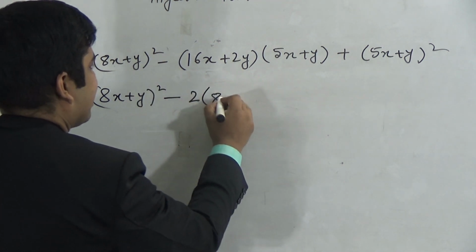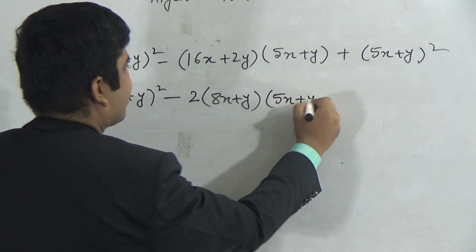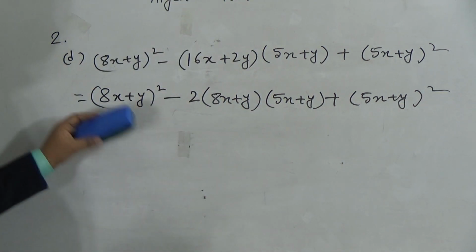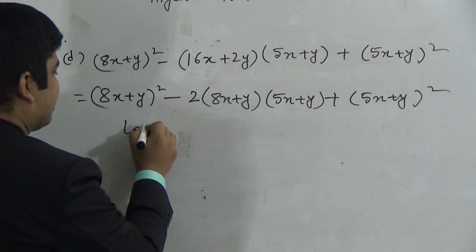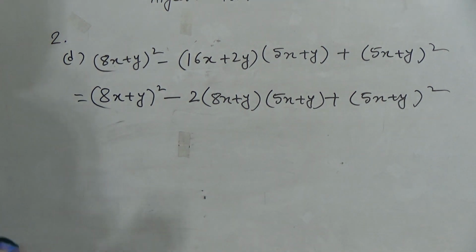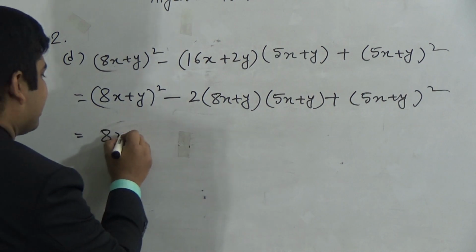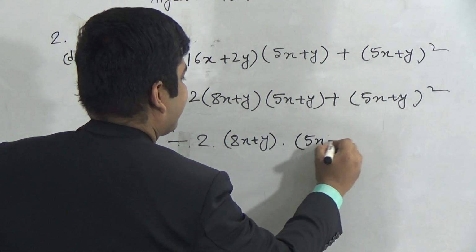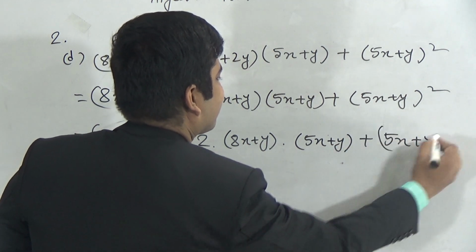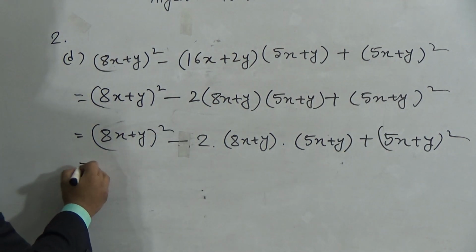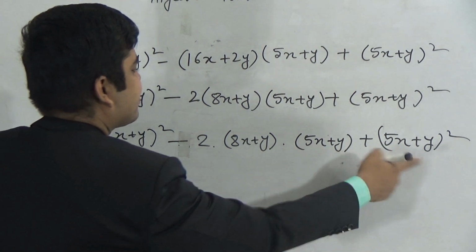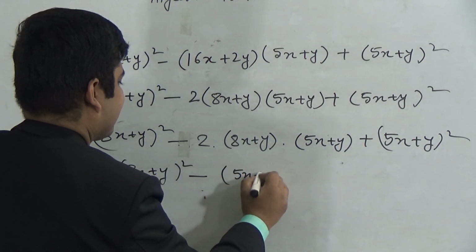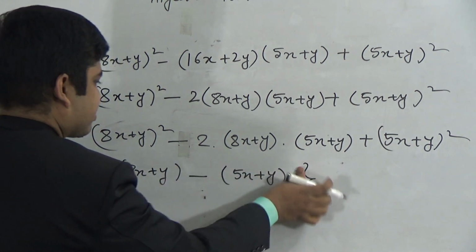If we take 2 common, then it is 8x + y and 5x + y, and now (5x + y) whole square. So my dear students, notice here is 8x + y. Now from this line, at first we do this by an easy method. Notice a square, that means (8x + y) whole square minus 2 into (8x + y) into (5x + y) plus (5x + y) whole square. Next, a square minus 2ab plus b square. So we can write this as (8x + y) whole square minus (5x + y) whole square. So this is not a square, okay.